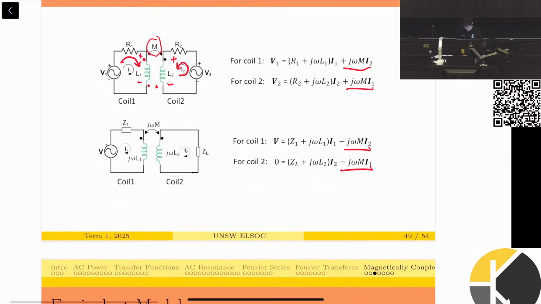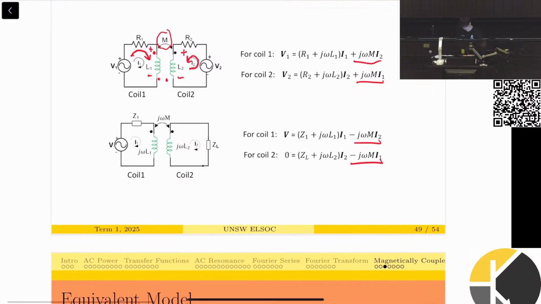In my second example, instead, I have current flowing into the dotted terminal again. So this will be positive, and this side will be negative. But now current I2 is flowing in the opposite direction. So I2 is flowing into the non-dotted terminal, which means this dotted terminal will be negative, and this one will be positive.